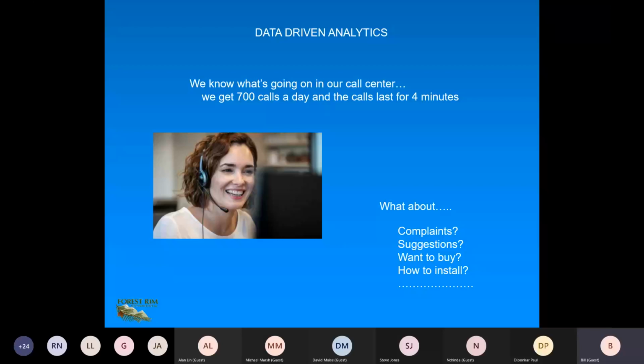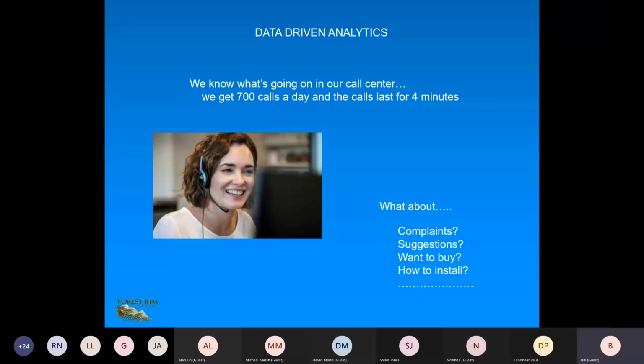Most large corporations have something called a call center or an 800 number. So you can get on the 800 number and you can call up the corporation and you can have a conversation with a representative of a corporation. So what happens when you go to an executive and say, ma'am, sir, do you know what's going on in your call center? And executives always claim to know what's going on. Oh, yeah, we know what's going on in our call center. And they say, well, what's going on in your call center? Well, we get 700 calls a day, and the calls last for 4 minutes.